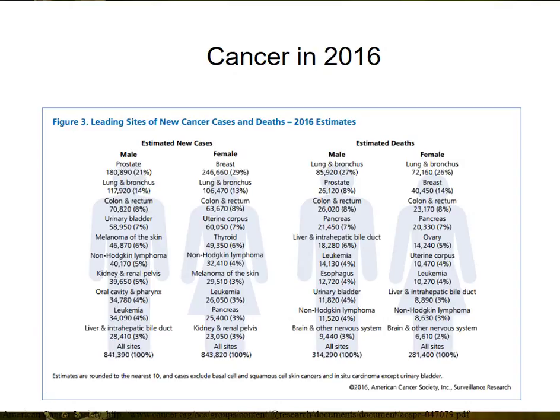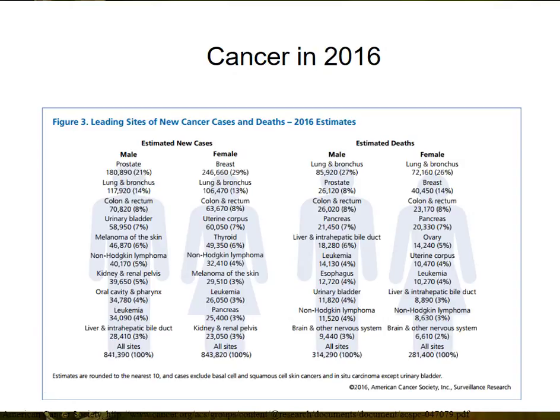Here's just an estimate of the leading causes of cancer. In males, it's prostate cancer. In females, it's breast cancer. The second for both is lung and bronchus, followed by colon and rectal, urinary in males, and uterine in females.